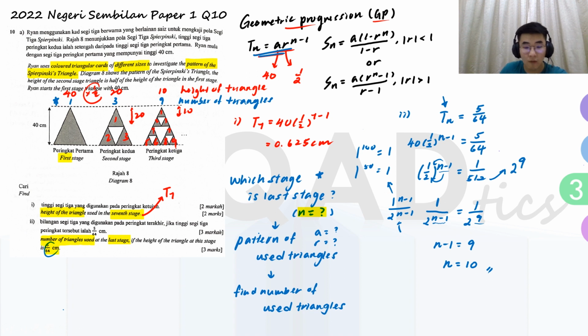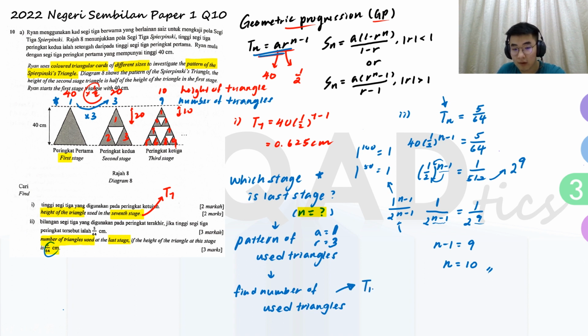Okay, now we need to find the pattern of used triangles. So here our A will be 1, because the first stage has only one triangle. And the R, which means from one number to go to the next, is to multiply by 3. So R would be 3 in this case. So now we can find the number of used triangles.